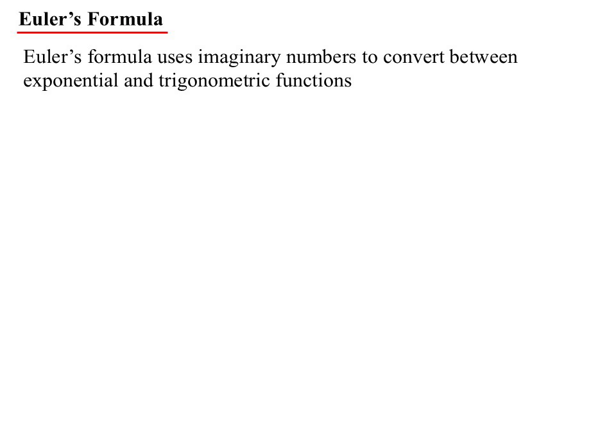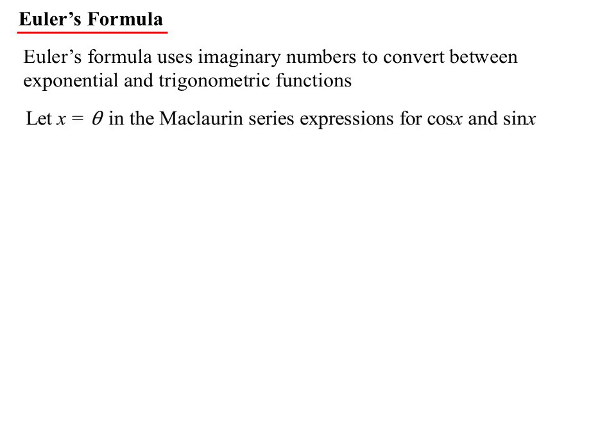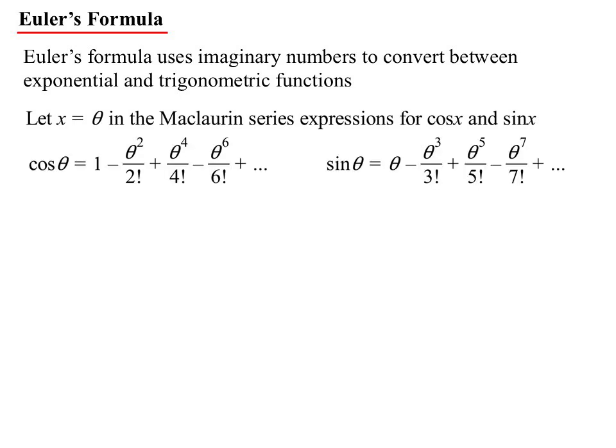That brings us to Euler's formula. Beautiful thing about it now is we can convert between trig functions and exponential functions via this formula using imaginary numbers. So if I let x equals theta into those expansions we just saw, cos theta becomes 1 minus theta squared on 2 factorial plus theta to the power of 4 on 4 factorial, and so on, and sine theta becomes the other one. Okay, so there's the 2.